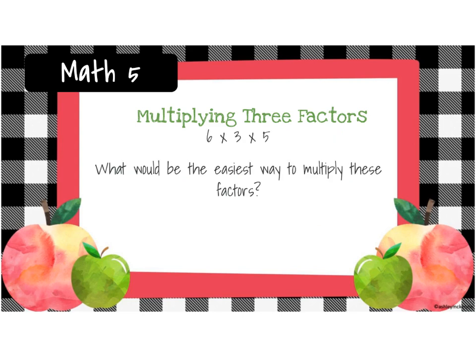Okay, if I had these numbers, 6 times 3 times 5, what might be the easiest way to solve this problem? Yeah, what would you do? I would do 6 times 3 equals 18. And then 18 times 5, I write that down. Can you do 18 times 5 in your head? No. Okay, so that might not be the easiest way. Okay, what would you do? I would do 6 times 5, which would equal 30, and I would do 30 times 3, which would equal 90.